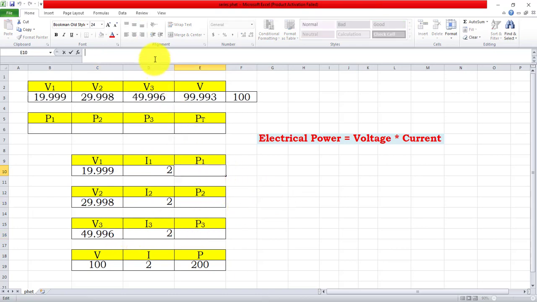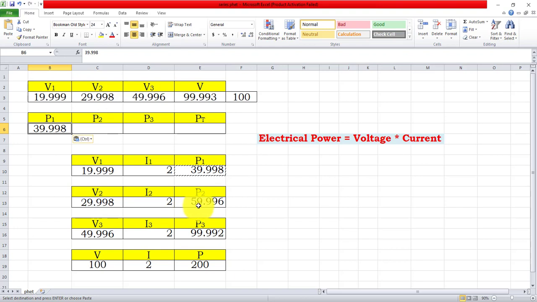Now if I want to calculate the power, let me put the formula here. So 39.998 is the power consumption of first bulb, second bulb, 59.996, and third bulb power consumption is 99.992. So let us put these values here. Just a minute, I have to insert it as a value. So I have inserted P1, P2 and P3.